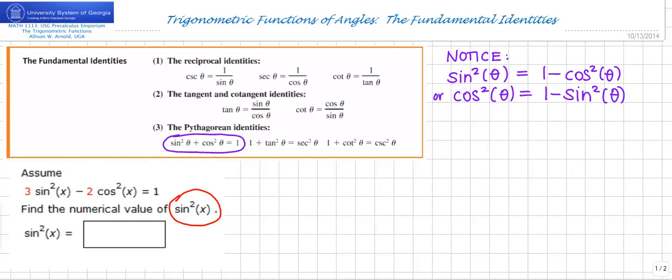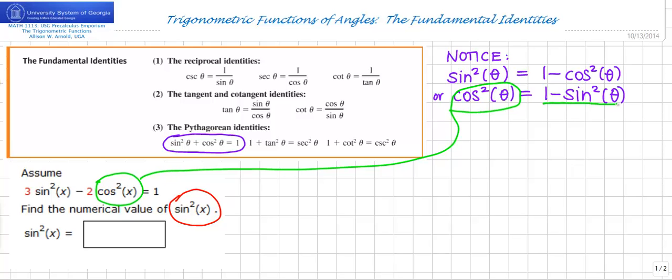And right now your equation contains not only sine squared but also cosine squared. So in an algebra setting, the best thing for you to do would be to find a relationship for cosine squared that links back to sine squared. And we have one here. We have the relationship that cosine squared of x can be replaced with 1 minus sine squared of x.